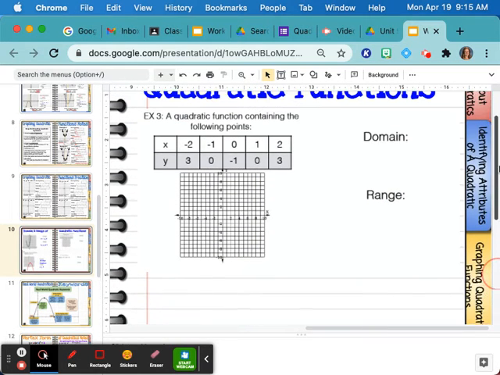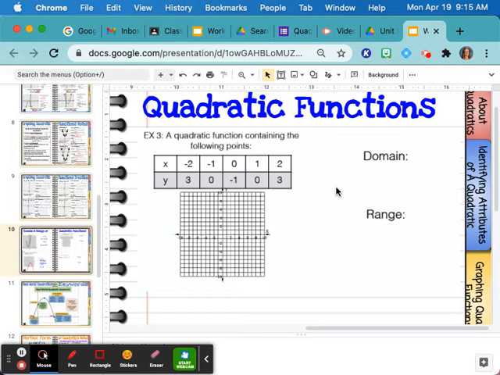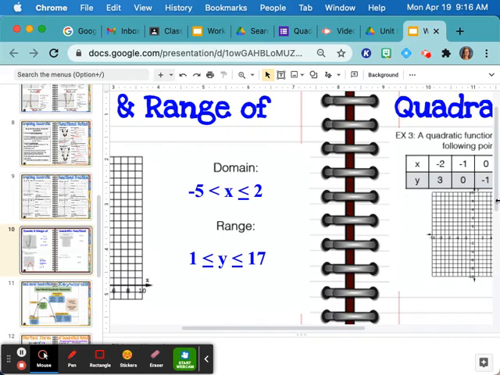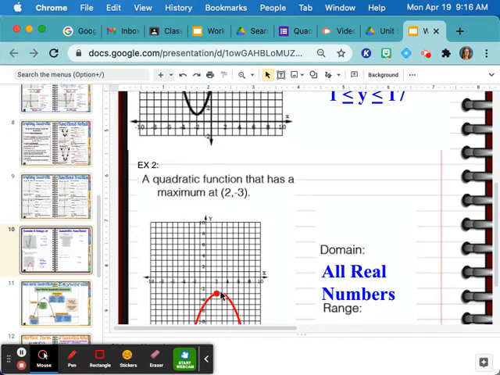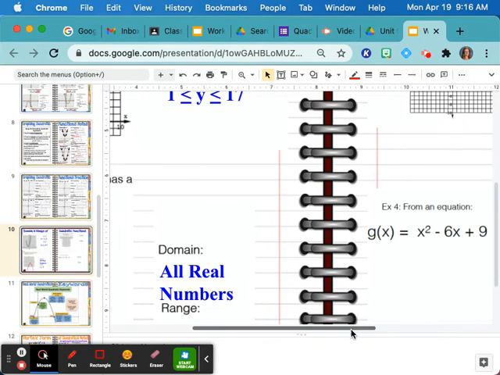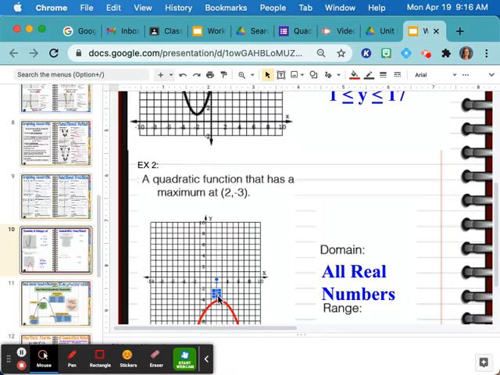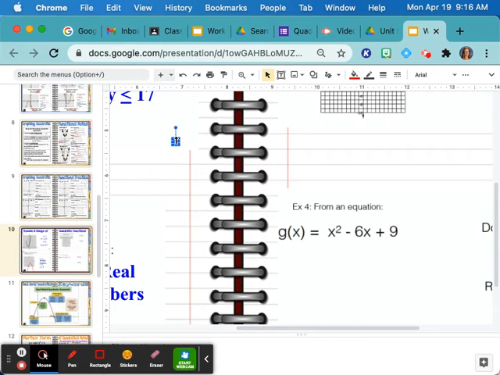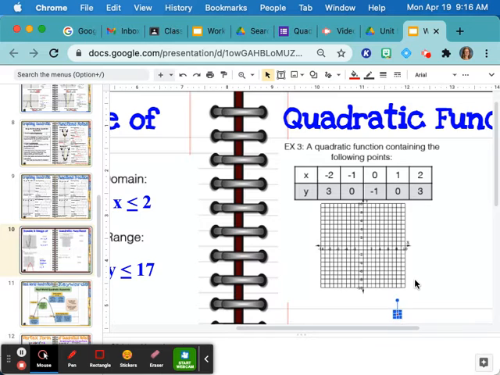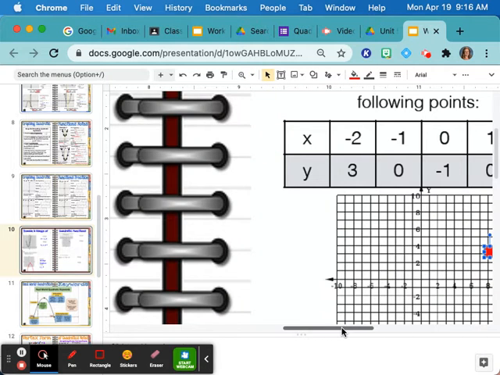Okay, let's go to the next one. A quadratic function containing the following points. So it says it's the function. It's not just saying here are the points, saying here's the function. Why don't we grab that point that we used last example? So I'm going to grab this point or make a new one. Did y'all see that I did that? Okay. Here we go. I grabbed a point. There we go. So it looks like I have 5 points. So let's plot these. I'm going to zoom in even more.